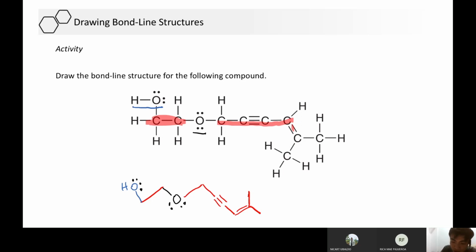So, in summary, I can write my bond line structure for that compound as OH, or HO, ay bahala. Zigzag, zigzag, oxygen. Ayan, no? Triple bond, double bond, ay. Double bond, tapos straight line, hanggang.